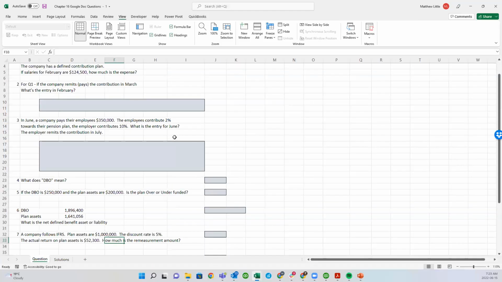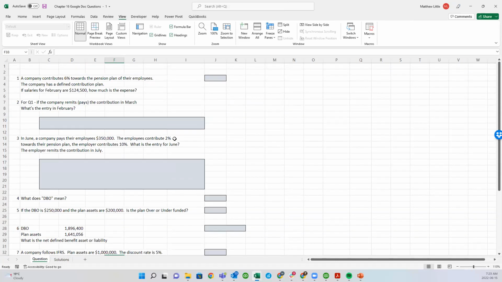All right, so what I'd like to do then is move over to some questions, walk through how to complete them, and then we'll look at a pension worksheet.